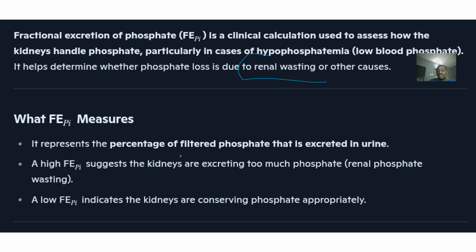It represents the percentage of filtered phosphate that got into urine. Some of it can be filtered through the glomerulus but gets absorbed back into the body. So I'm trying to see how much of it actually got into urine. If it is high, it suggests that the kidneys are not conserving phosphate but it's getting out too much. So you have renal phosphate wasting. If it is low, it indicates that the kidneys are functioning well and they are gatekeeping. They don't want phosphate to go out of the body too much, because phosphate is very important.